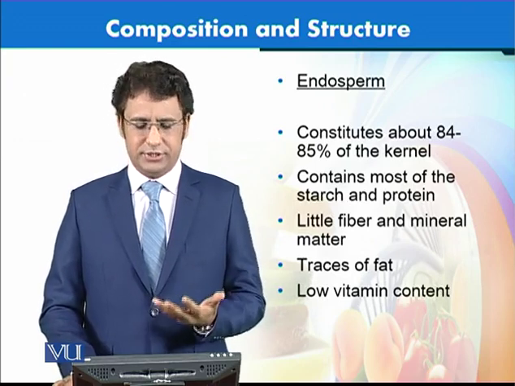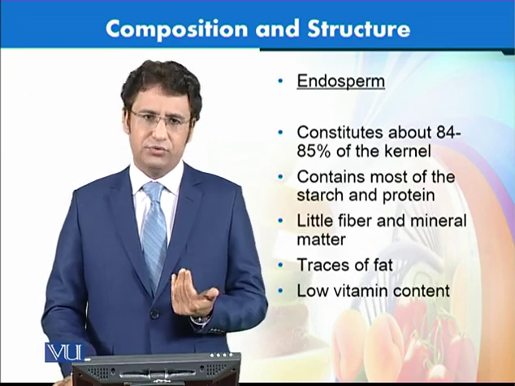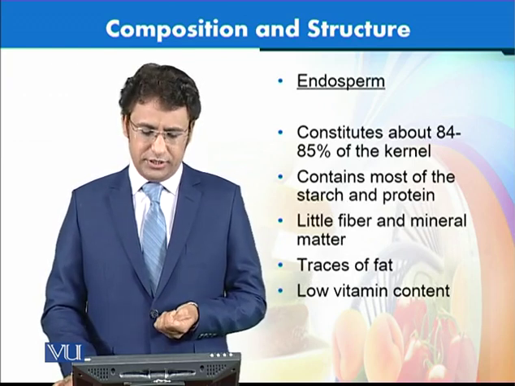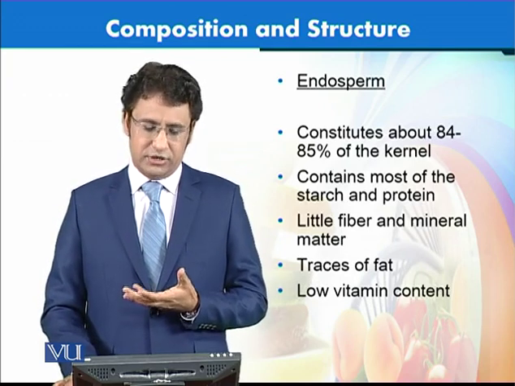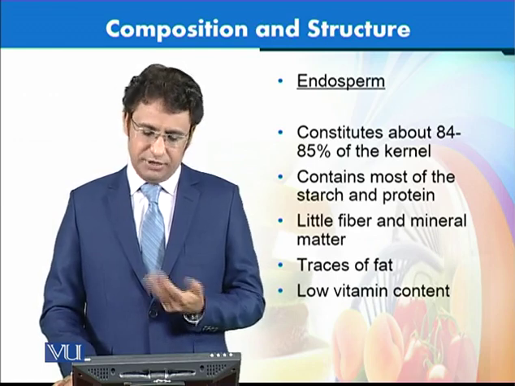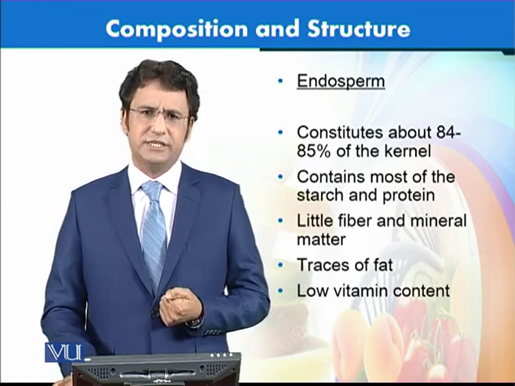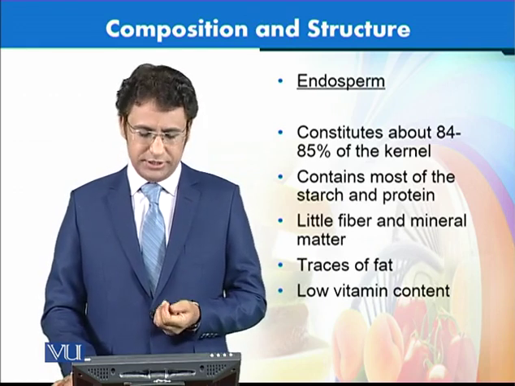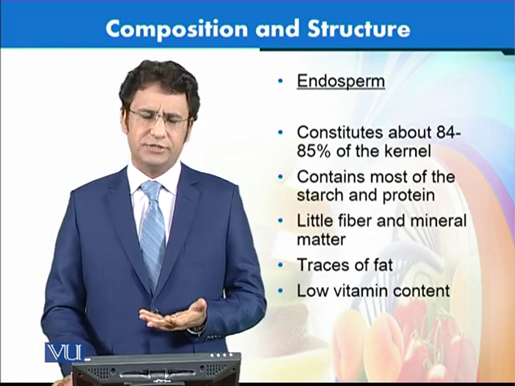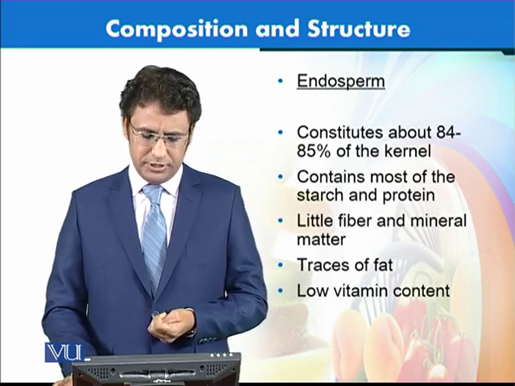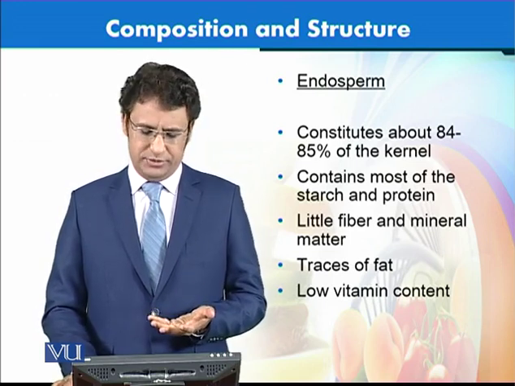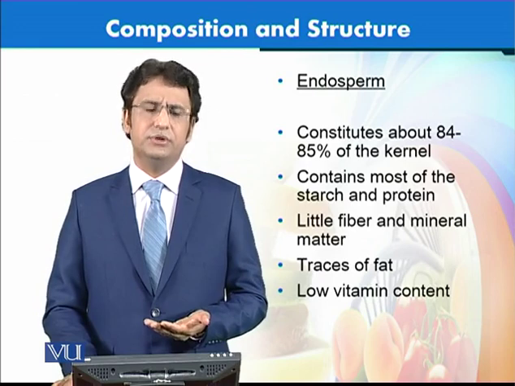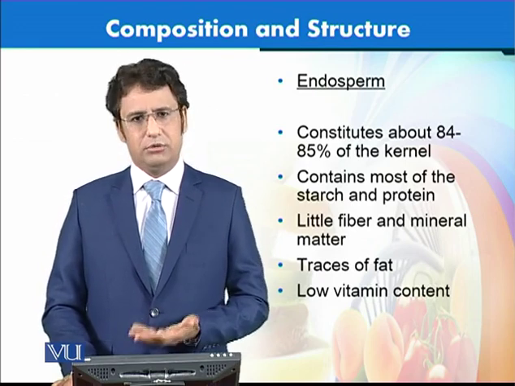Endosperm is the major component. It is around 84 to 85% of the kernel. It has a lot of starch and maybe sometimes proteins. It has very little amount of fiber, and it doesn't have any mineral contents. And there are traces of fats present in the endosperm part. Again, it doesn't have much vitamin content as well. So nutritionally, it's predominantly carbohydrate in nature.